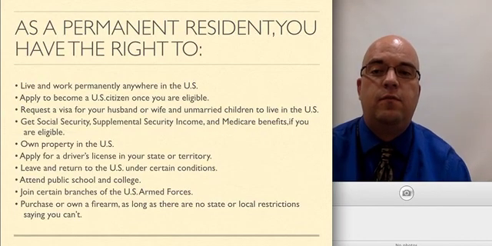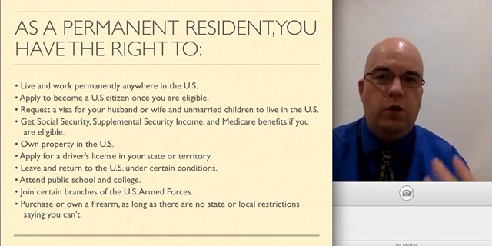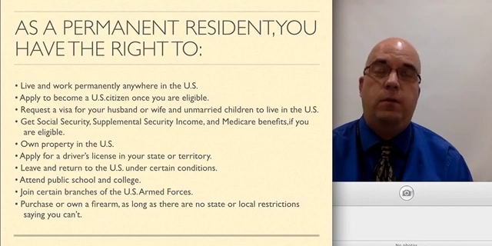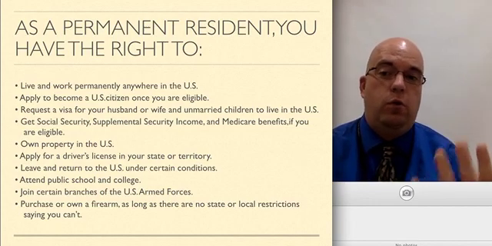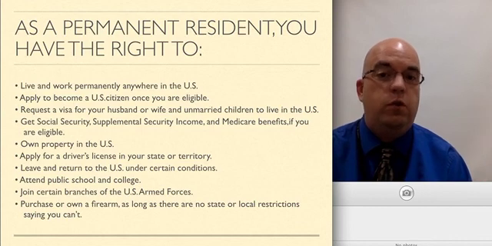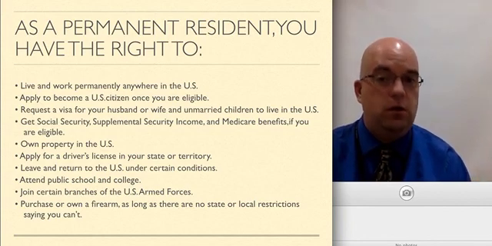So as a permanent resident, as an immigrant, what do you have the right to do? Well, really, it's not too different than the average American citizen. You can live and work anywhere in the U.S. You can apply for U.S. citizenship when you're eligible, and we'll talk about some of those requirements here in just a little bit. You can request a visa for your husband or wife or your children, if they're not married, to come and work with you. You can get Social Security benefits.